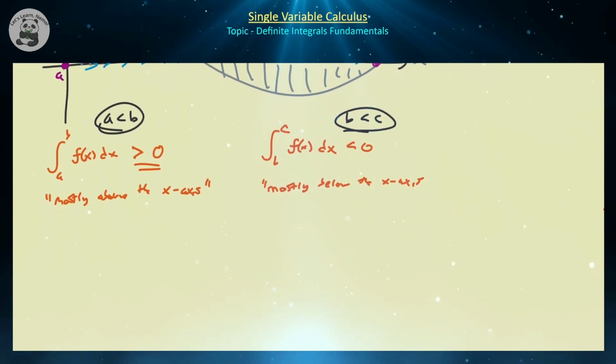Now, when you go backwards, you get what is called the limit reversal rule.